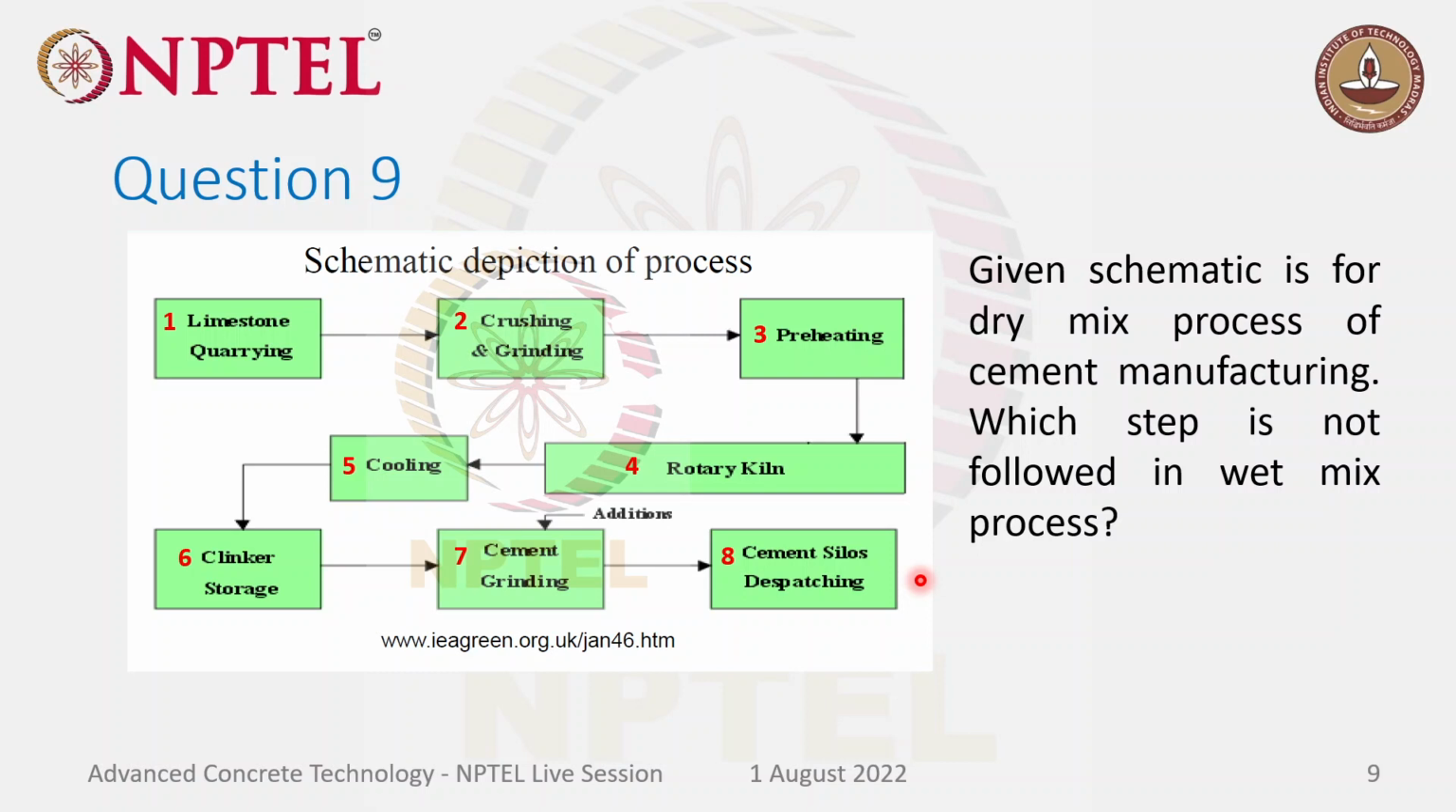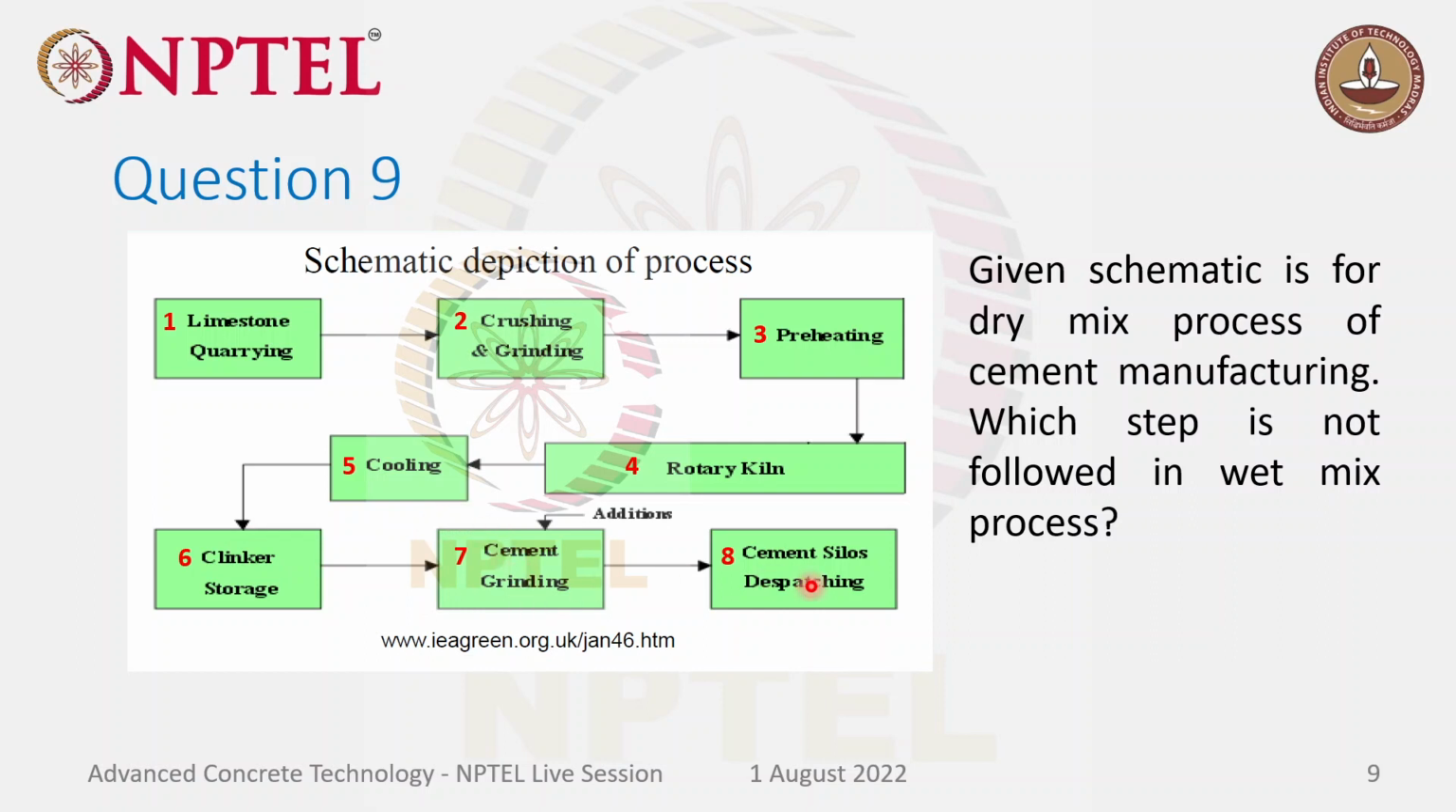Next, from the rotary kiln it is taken to the cooling stage, where the C3A and C4A phases will be formed in step 5. Then once the clinker is totally formed, it will be stored, and finally it will be taken to grinding along with gypsum.